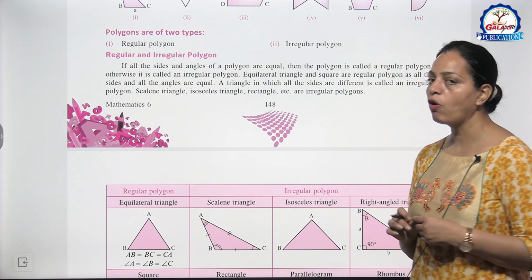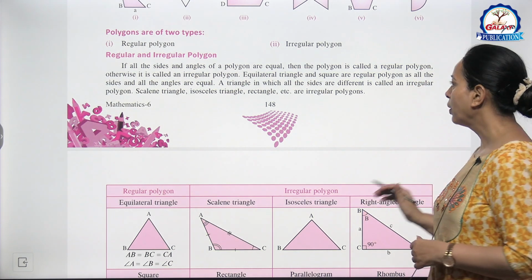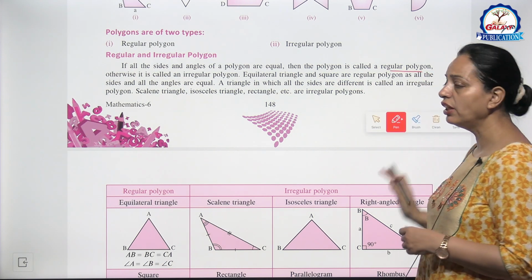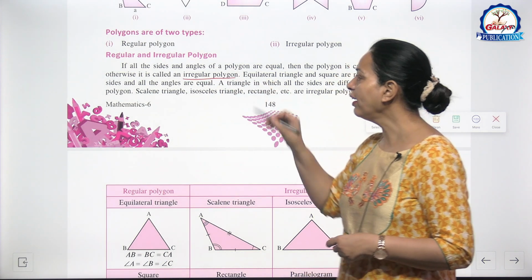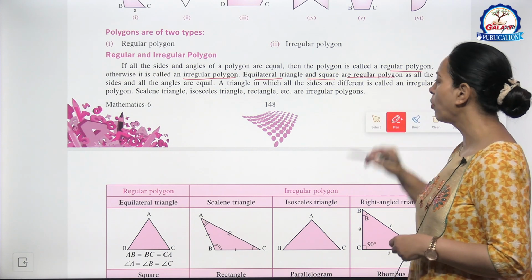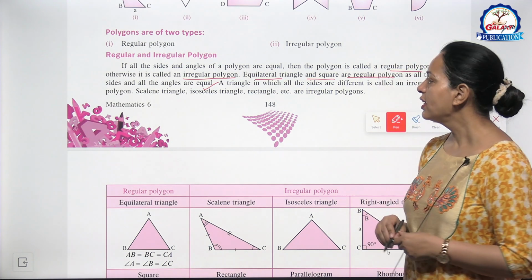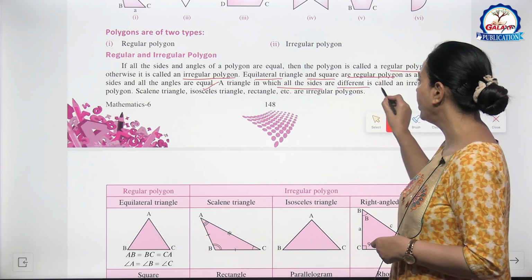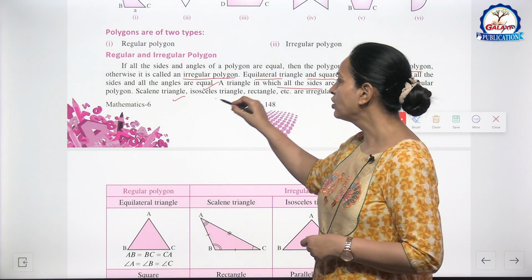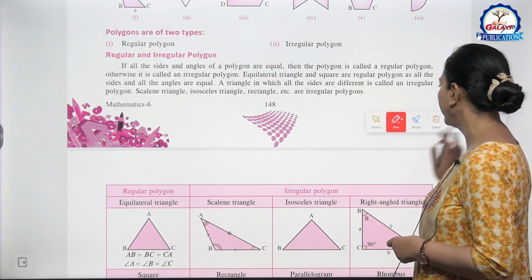Regular polygon means if all the sides and angles of a polygon are equal, then the polygon is called a regular polygon. Otherwise it is called an irregular polygon. Equilateral triangle and square are regular polygons because all the sides and all the angles are equal. A triangle in which all the sides are different is called an irregular polygon. Scalene triangle, isosceles triangle, rectangle, these are irregular polygons.